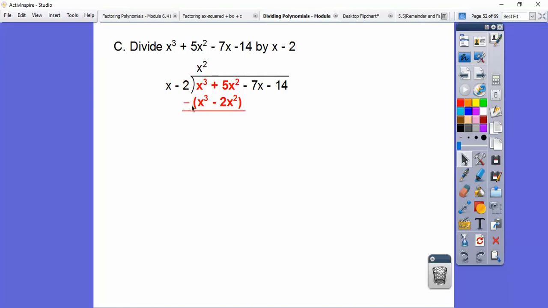And then x cubed minus x cubed, they're gone. 5x squared minus a minus 2x squared is 5x squared plus 2x squared, which is 7x squared. Slide the next guy down, and then we do it again. X times what gives us 7x squared, okay? So x times 7x gives us 7x squared. Then we multiply that 7x times the x minus 2, and we get 7x squared minus 14. Parentheses, subtract, okay? So here we go. These guys cancel. Negative 7 minus a minus 14 is negative 7 plus 14.